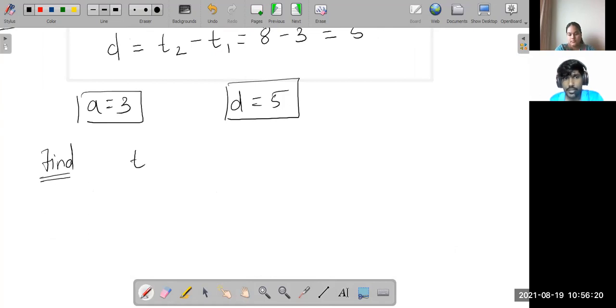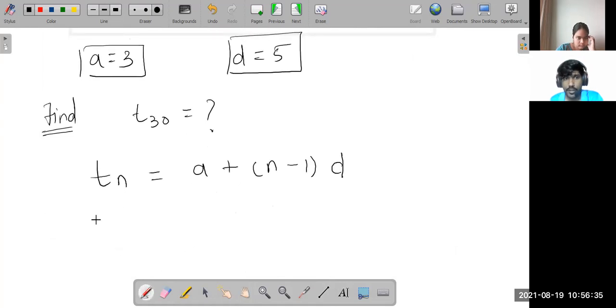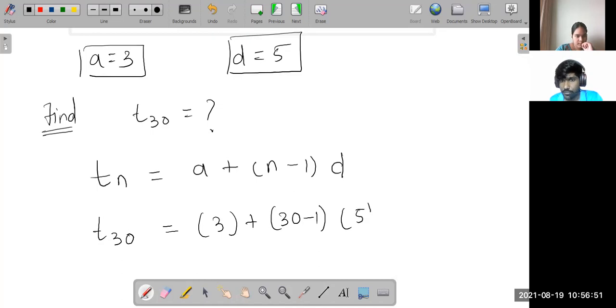So you have to find out T30. So we'll use the Tn formula. Tn formula is A plus n minus 1 D. That means you have to find out T30. So n is 30. So T30 is equal to A, substitute the value, A is 3 plus n is 30, so 30 minus 1, and D is 5.